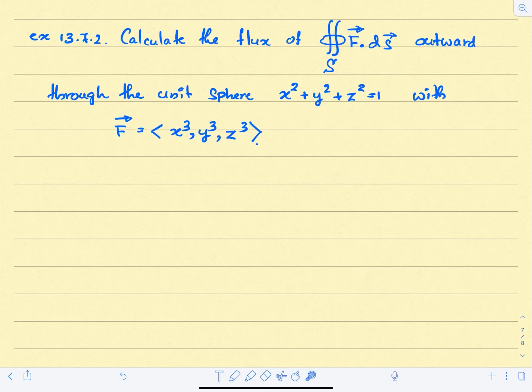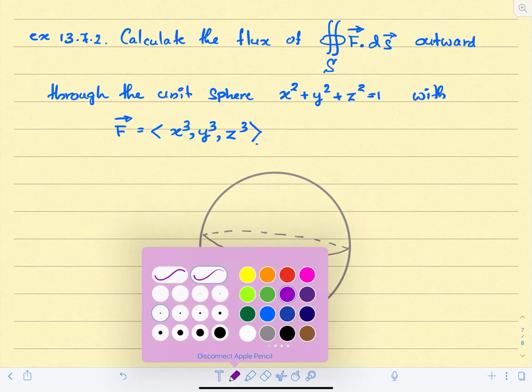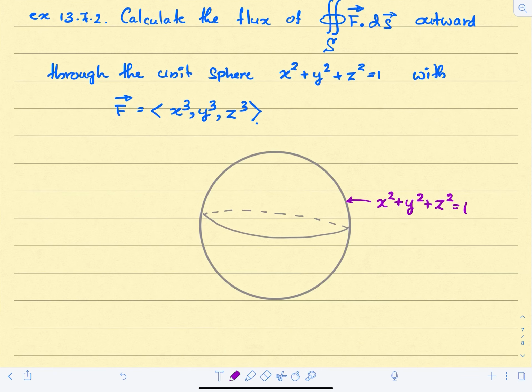Now, let's draw a picture. So we have this sphere. This is a unit sphere with the equation x squared plus y squared plus z squared equals 1. And the boundary of this sphere is your S, and the inside domain is your E.